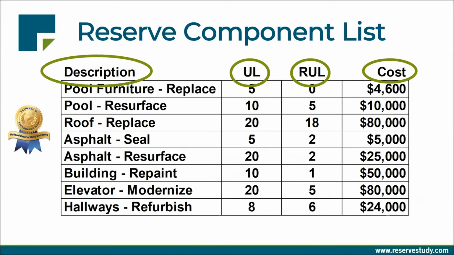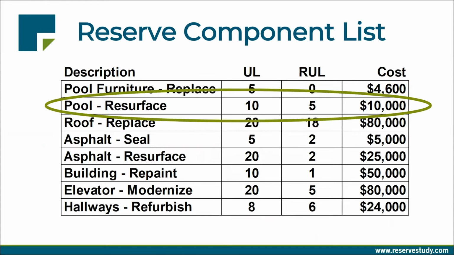And here's another one. Look at the simple but typical reserve component list. All the normal things are here: description, useful life, remaining useful life, and current cost. So suppose your pool heater fails. You see a pool resurface component, the second project on the list, but no pool heater component. From what you just learned, replacing the pool heater, or pool filter for that matter, isn't automatically a reserve expense just because it's related to the pool.